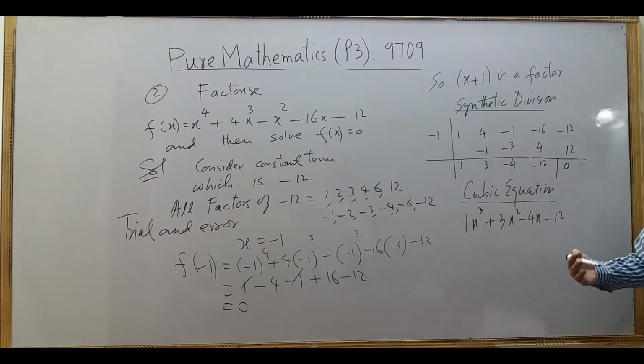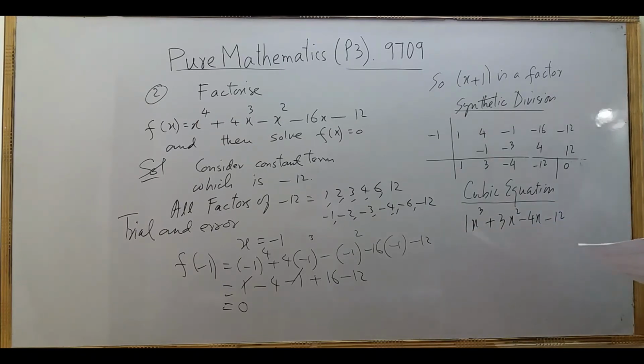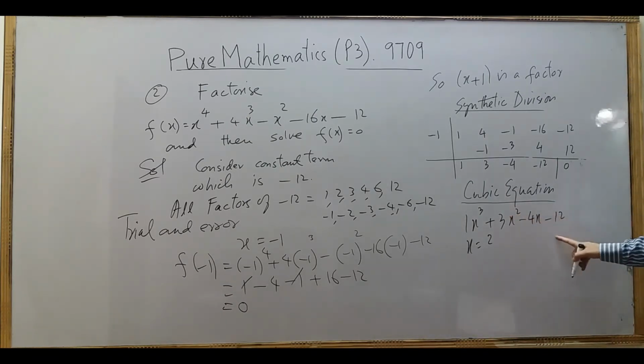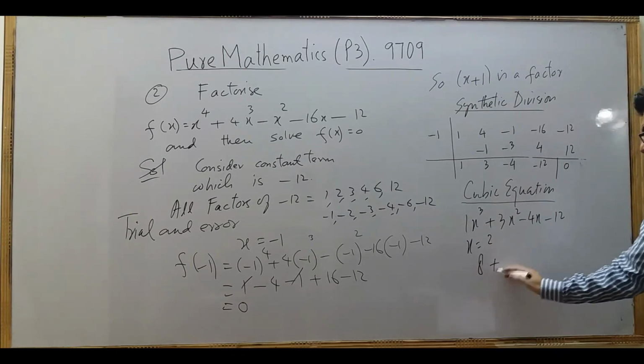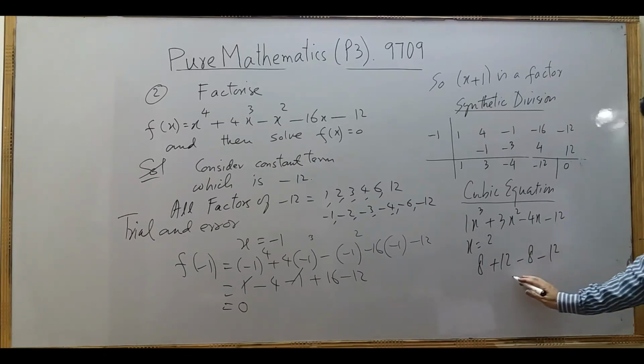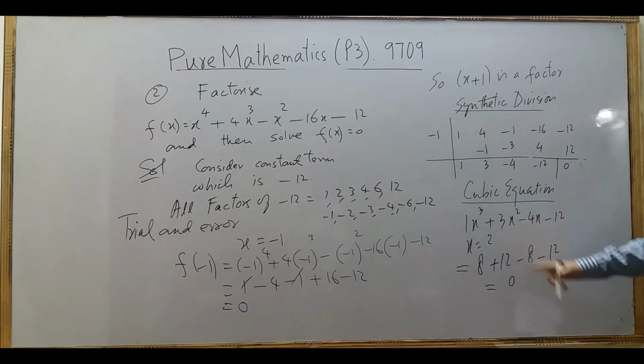I am telling you one method only. There are other methods also. One method you will see later, equating coefficients. Now again trying one by one, you can check the values. Here we try x is equal to 2. If you put x equal to 2, you will get 8 plus 12, 8 minus 12, this is 0. It means that x minus 2 is also a factor.